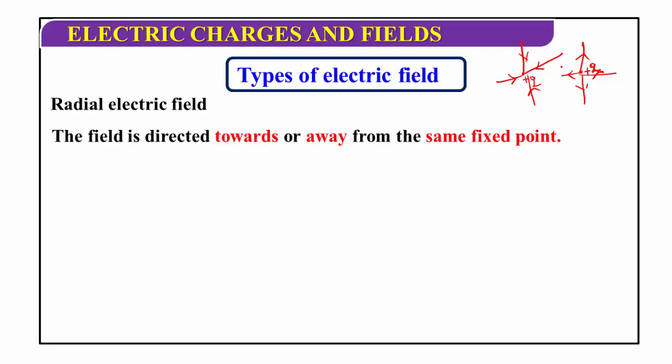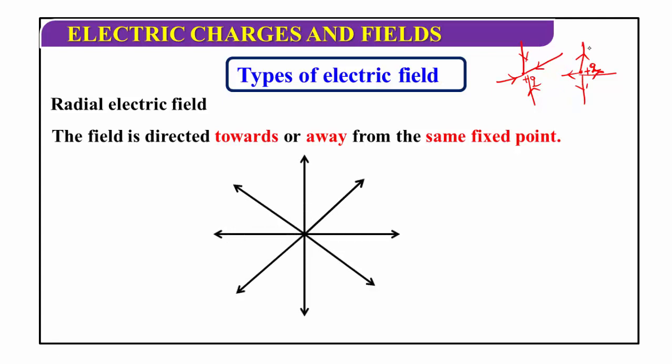If the field is always towards, or always away from the same fixed point, then it is called radial electric field. See this diagram. Here the electric field is always directed outwards. These are the imaginary lines. In this case, the field is always directed outwards. This is called radial electric field.